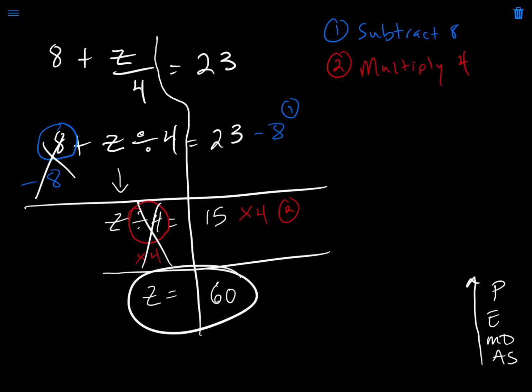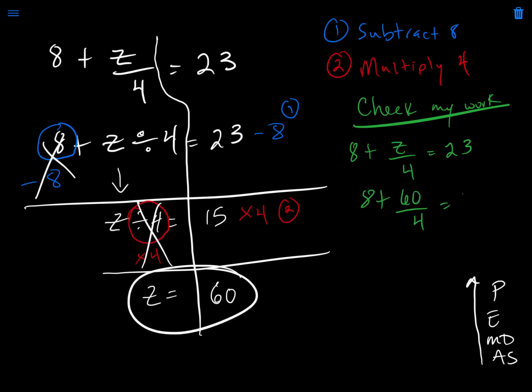Well, let's see. If I take 60 and plug it in for Z, here's the part where I'm going to check my work. I'm going to do 8 plus Z divided by 4 is equal to 23. So that's going to be 8 plus 60 divided by 4 equals 23. 60 divided by 4 is 15. So 8 plus 15 equals 23? I think so, yeah. So yeah, we did it absolutely right.